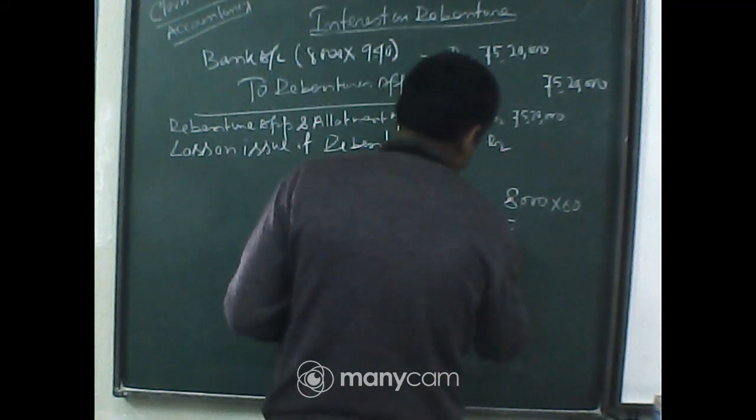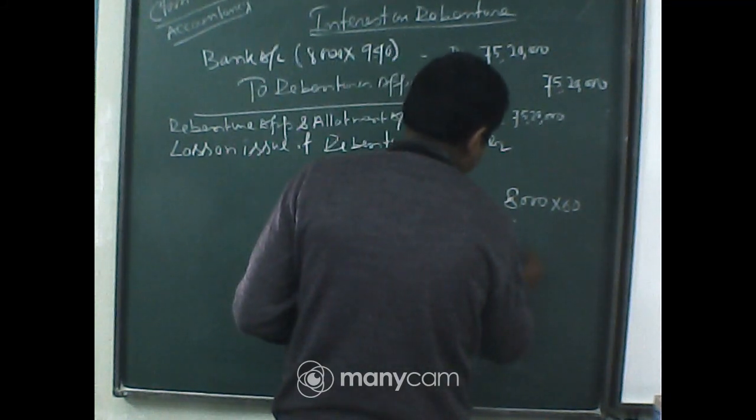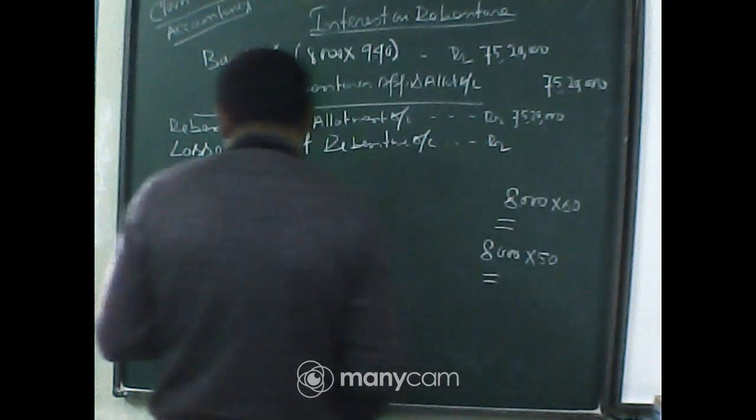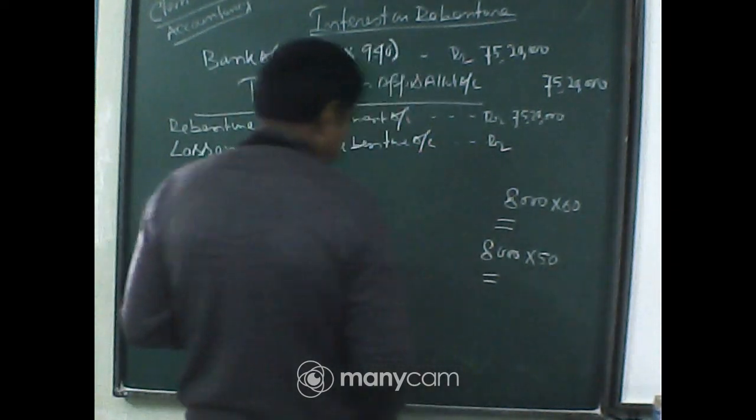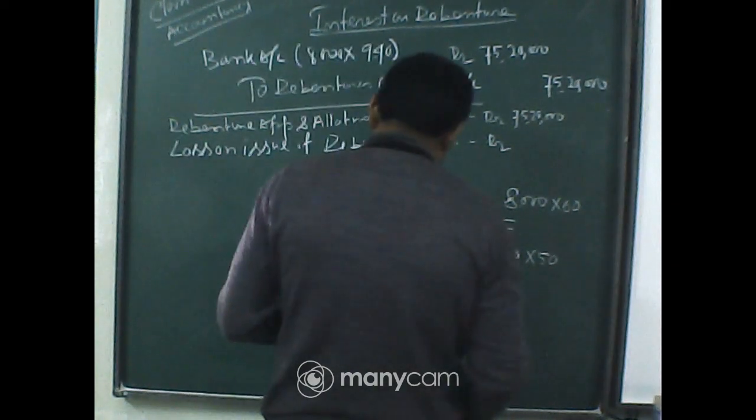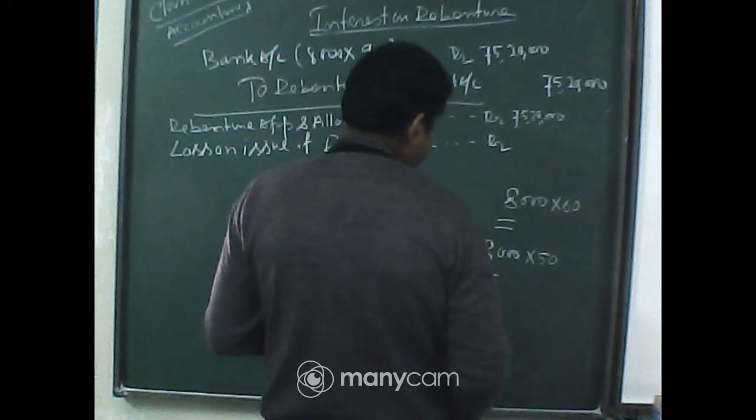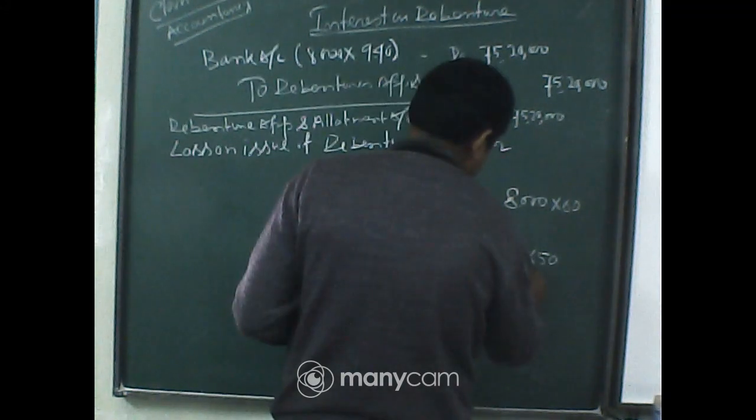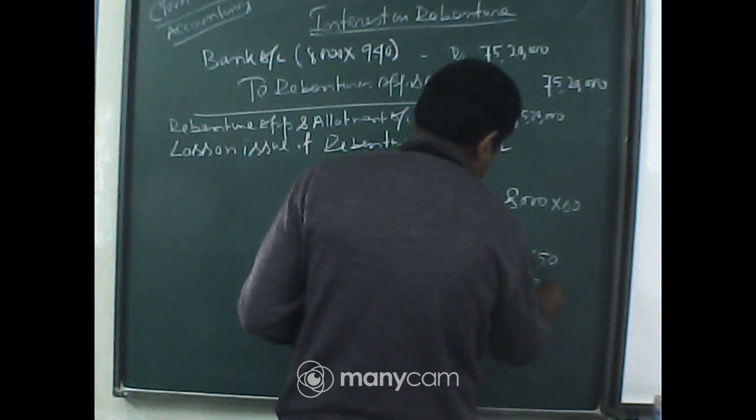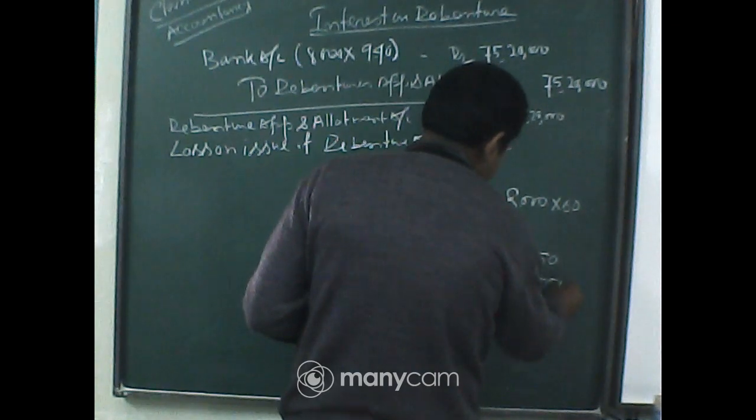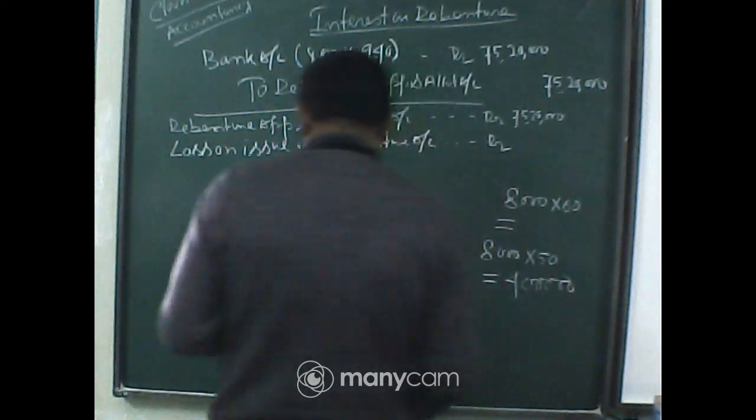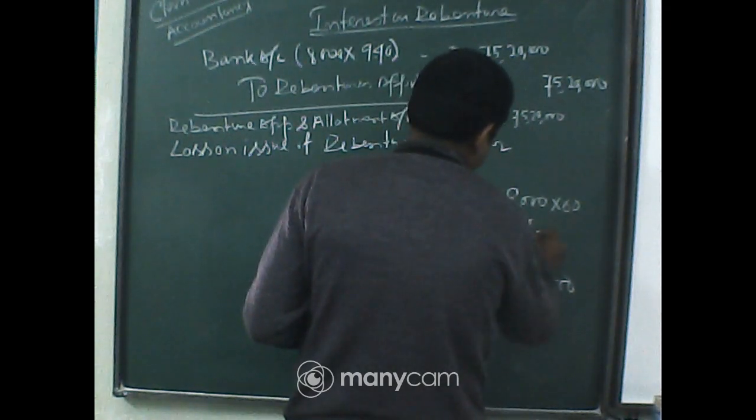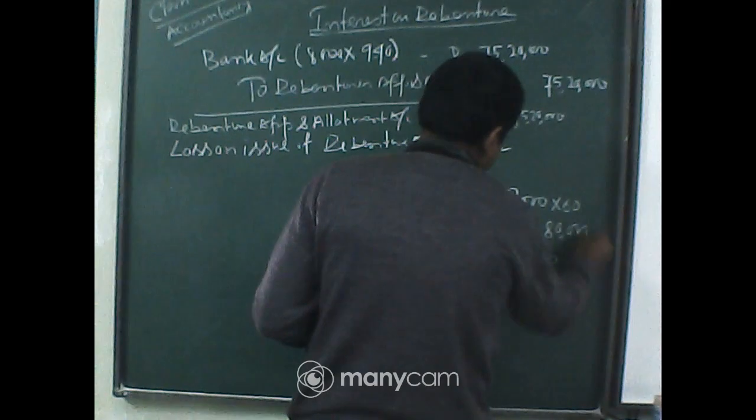That amount will become 4,80,000, and there is another loss they are making, that is 8,000 multiplied by 50, because they are redeemable at a 5% premium. So 1,000 10% is 100, 5% means 50. So that is 4 lakh. So there is a total loss.